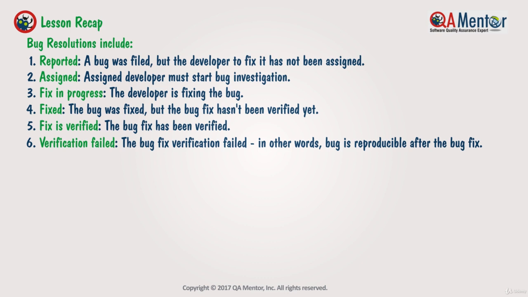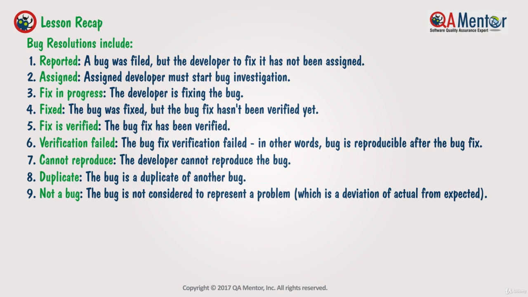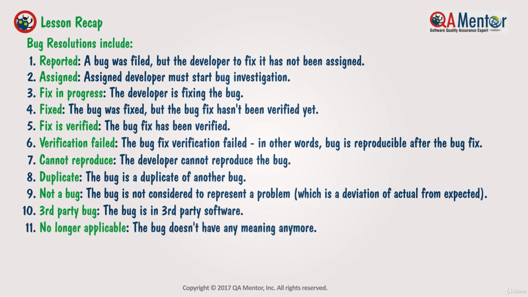6. Verification failed. The bug fix verification failed. In other words, bug is reproducible after the bug fix. 7. Cannot reproduce. The developer cannot reproduce the bug. 8. Duplicate. The bug is a duplicate of another bug. 9. Not a bug. The bug is not considered to represent a problem, which is a deviation of actual from expected. 10. Third-party bug. The bug is in third-party software. 11. No longer applicable. The bug doesn't have any meaning anymore.